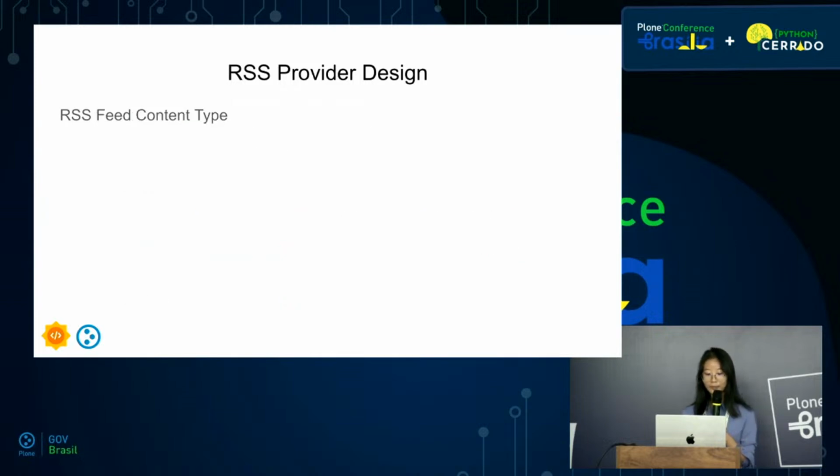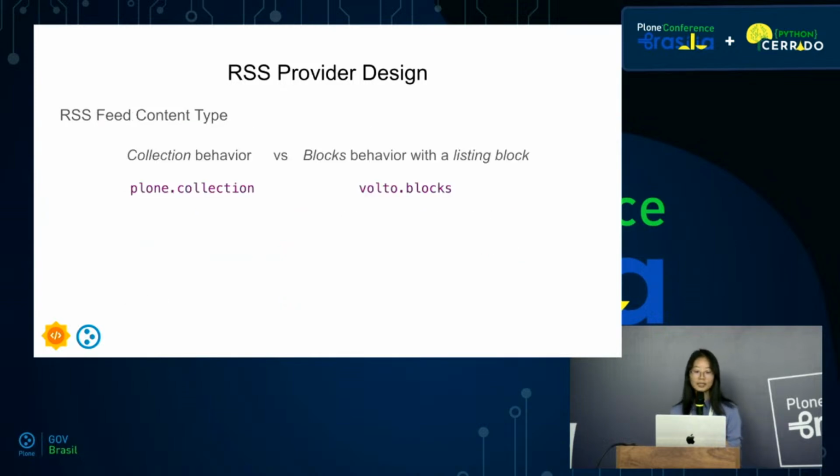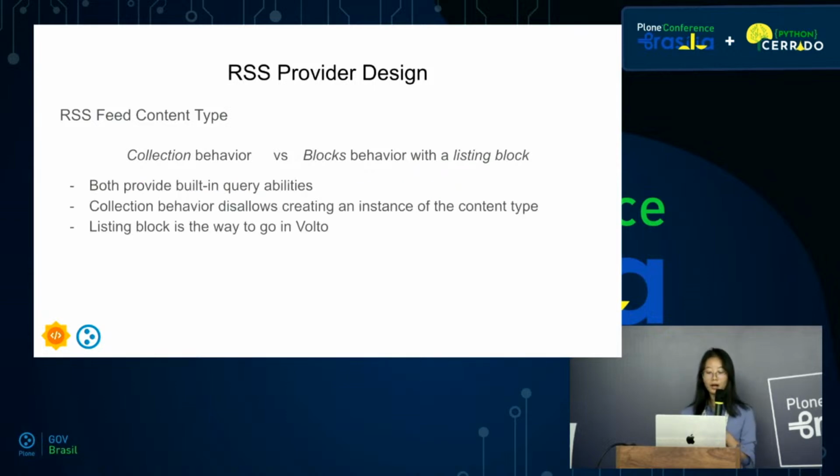So for the RSS feed content type, there are two choices that we had to make while we built this content type. One is that we could use a collection behavior. Another option is that we could use a blocks behavior with a listing block, where both of them provide built-in query abilities that we can make use of to create our RSS feed content type.